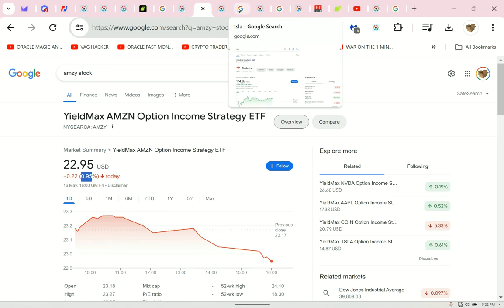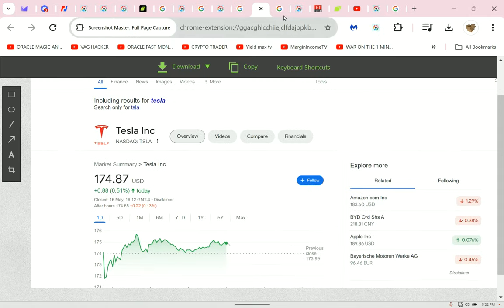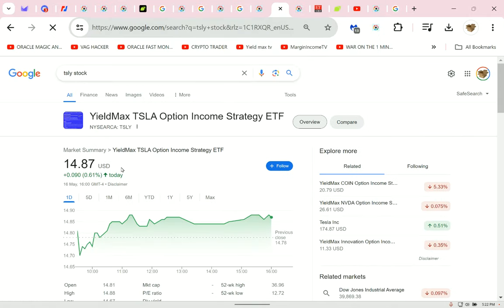Let's look at Tesla. Tesla was up 0.51 today. And hold on, yeah, I have a screenshot just to make sure. And the Tesla was up 0.61. I think YieldMax is getting better.